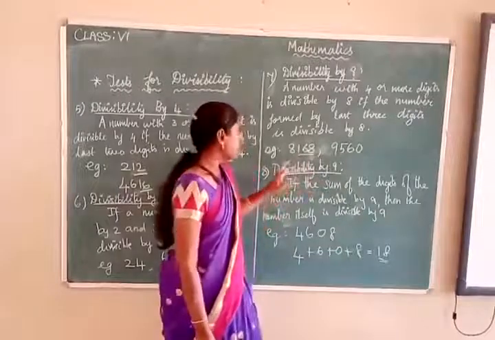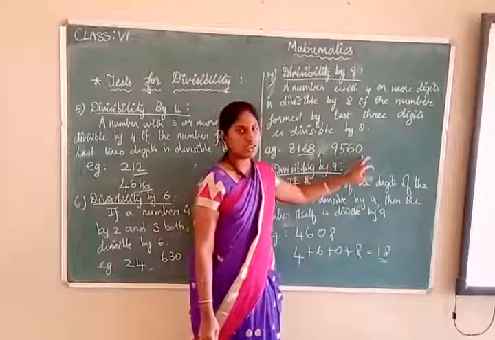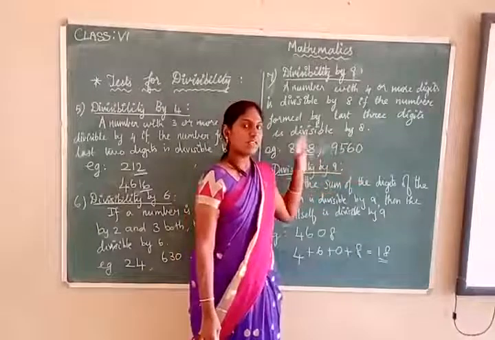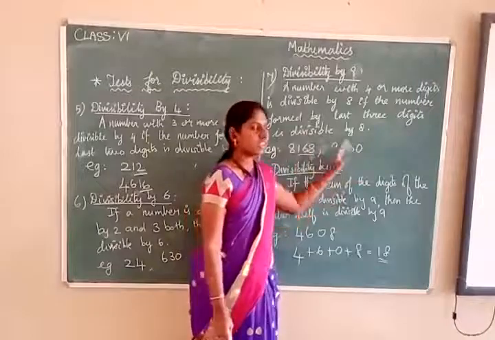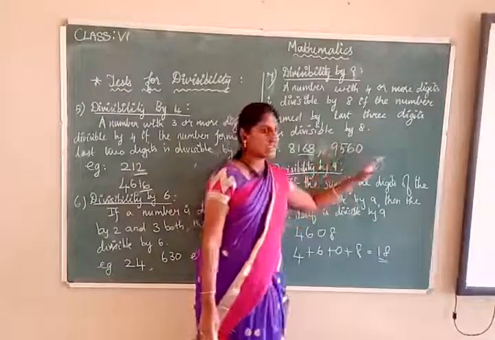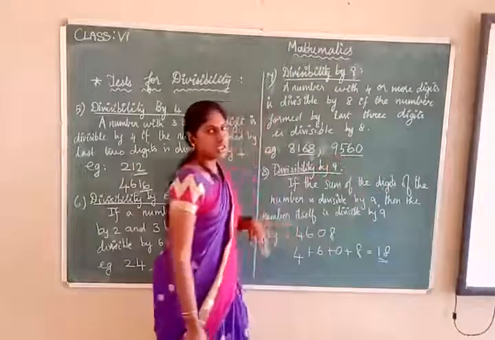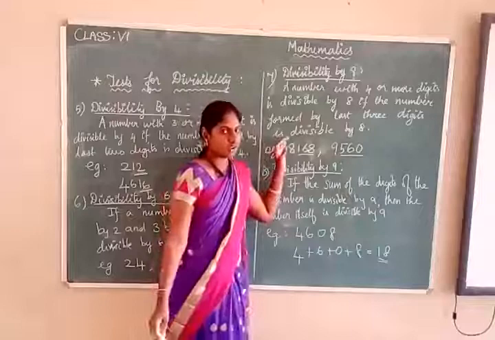Clear? The same way here also. 560 is the last 3 digits. So we know that 7 8s are 56. So 560 will also be divisible by 8. So 9560 is also divisible by 8 because these three digits are divisible by 8. So we have to check the last three digits for divisibility by 8.